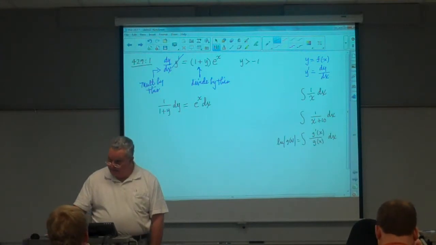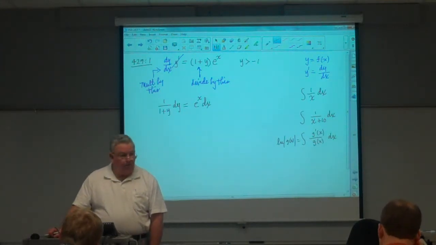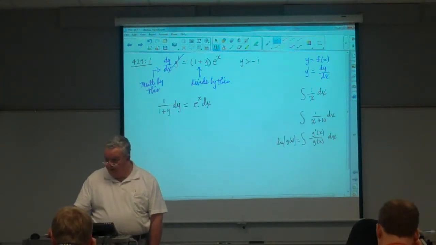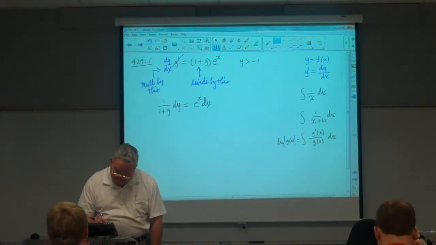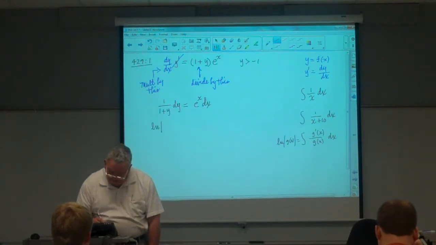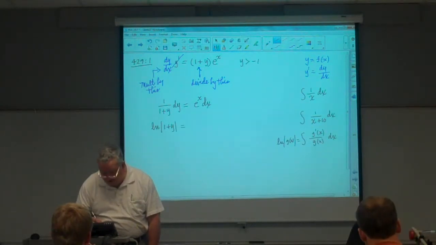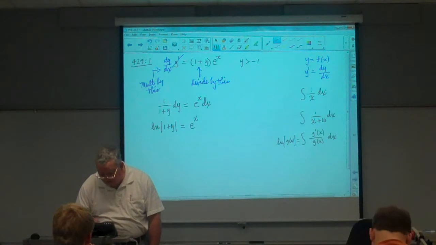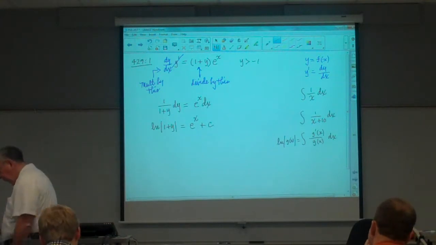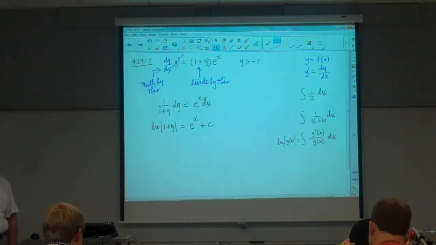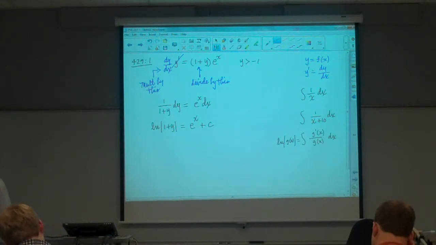Y'all got to get faster on that. That's one that just comes up over and over again, and you will as you work homework problems on this. Okay? So I think this is the natural log of 1 plus y is equal to e to the x plus c. Everybody agree?